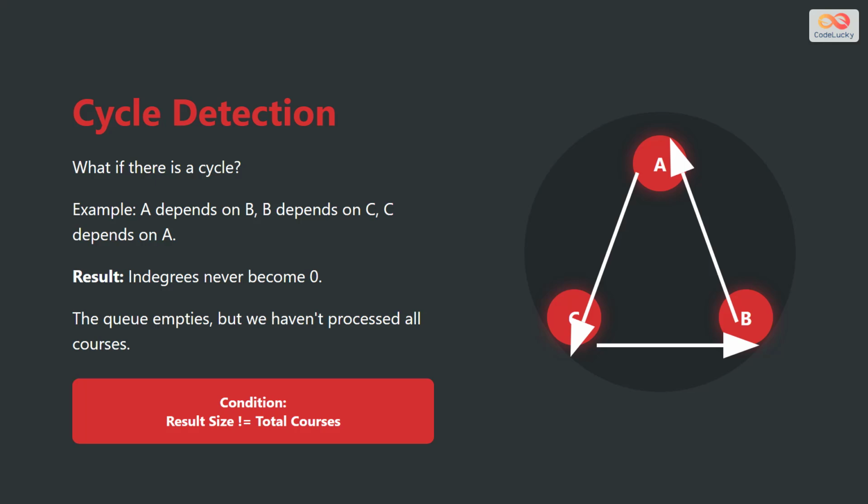There is one catch. What if there is a cycle? In a cycle, the dependencies form a closed loop, so the Indegrees of the nodes in the cycle will never reach 0. They will never be added to the queue. If our queue becomes empty, but our result list contains fewer courses than the total number of courses, we know we hit a cycle. In that case, we return an empty array.